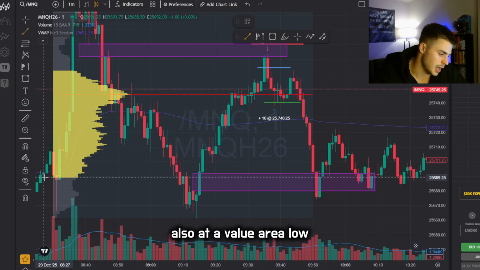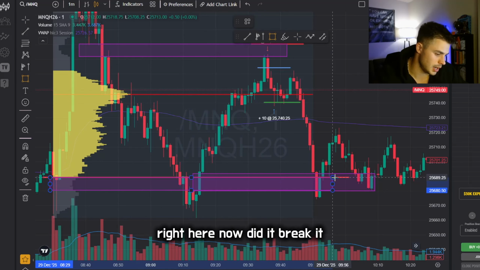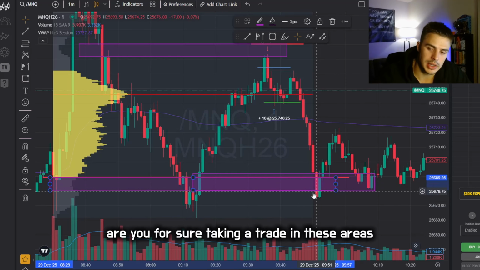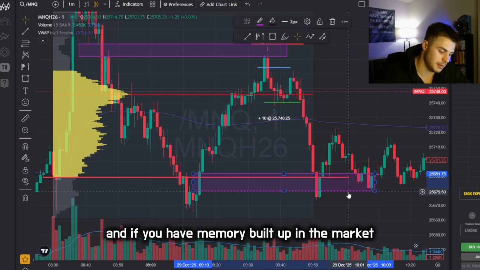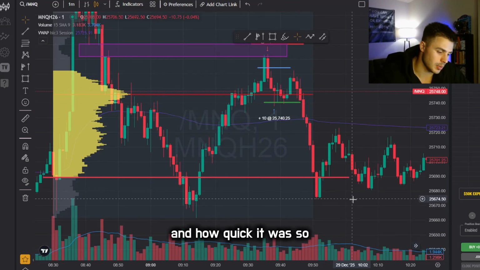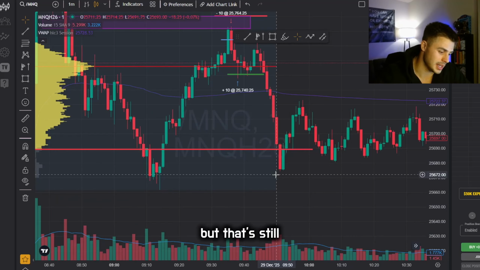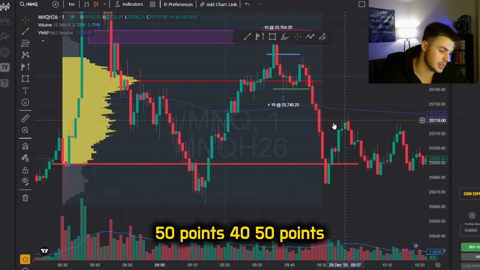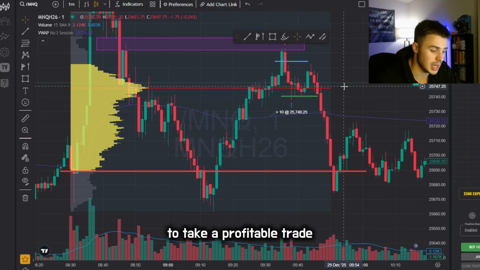Also at a value area low and somewhat of a low volume node right here. Now, did it break it a little bit? Yes. But once again, are you for sure taking a trade in these areas? Absolutely not. You are simply watching. So if you would have been watching, and if you have memory built up in the market, you probably could have had a setup based on what you saw and how quick it was. Now it didn't rip up like this one ripped down, but that's still 40, 50 points. So anyway, that is how I used volume profile and fair value gaps to take a profitable trade.